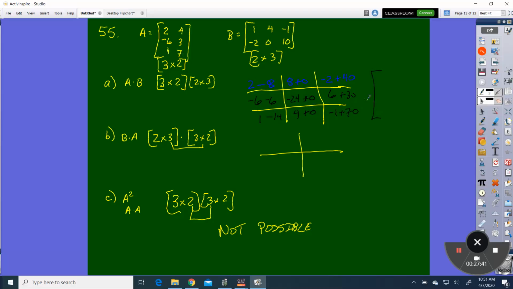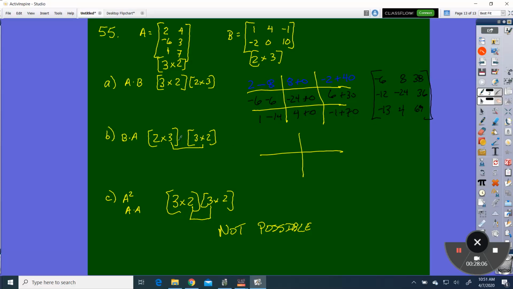So now to get my final answer, 2 minus 8 is negative 6. 8 plus 0 is 8. 40 minus 2 is 38. Negative 6 and negative 6 is negative 12. Negative 24 plus 0 is negative 24. 6 plus 30 is 36. 1 minus 14 is negative 13. 4 plus 0 is 4. 70 minus 1 is 69.